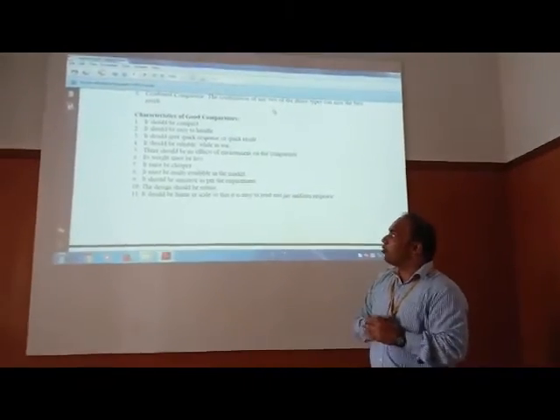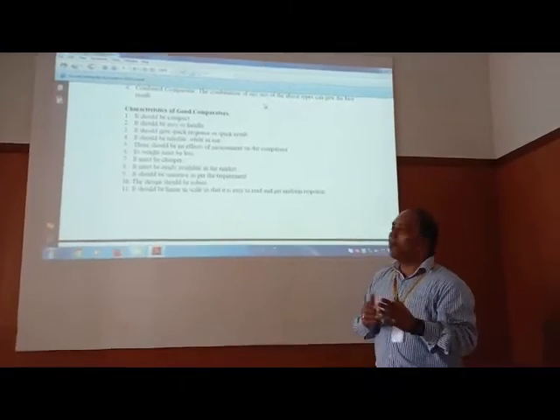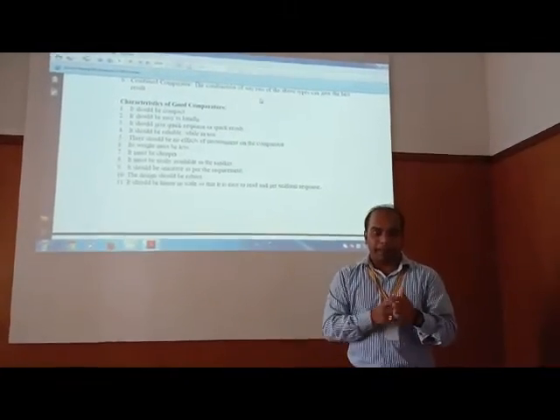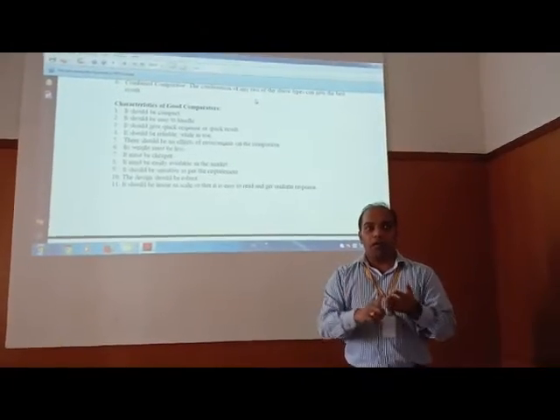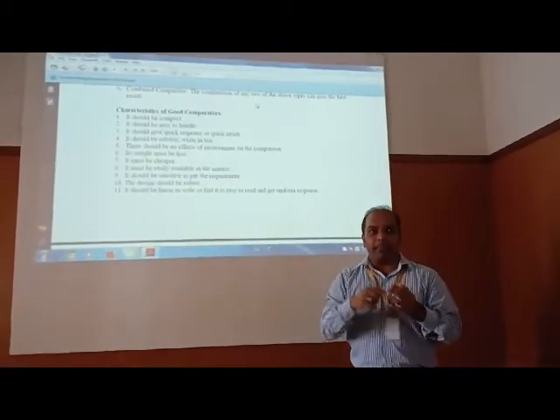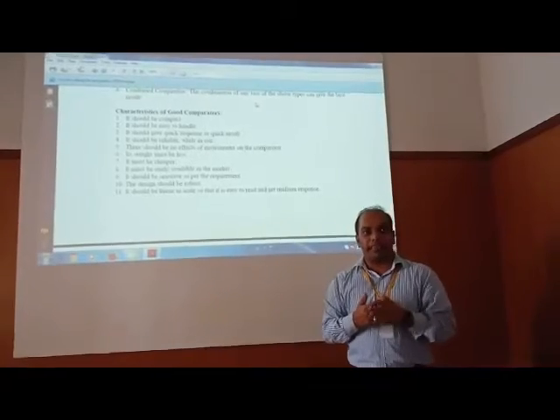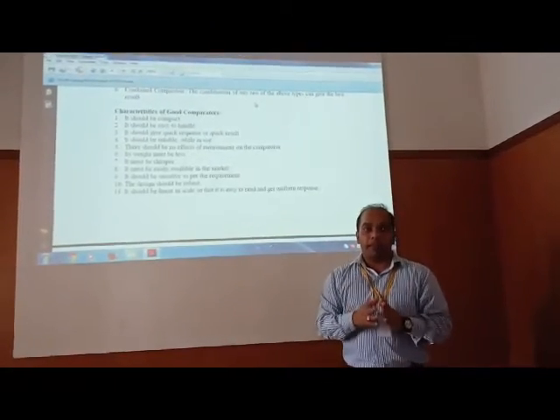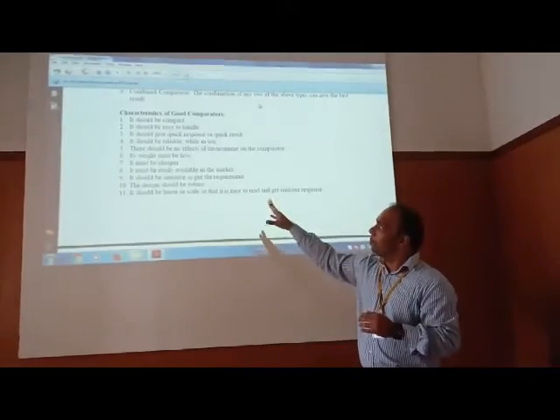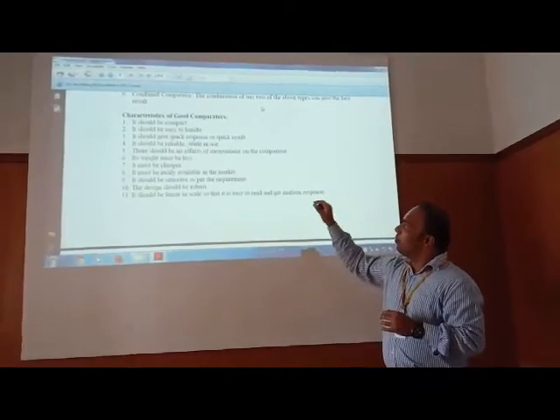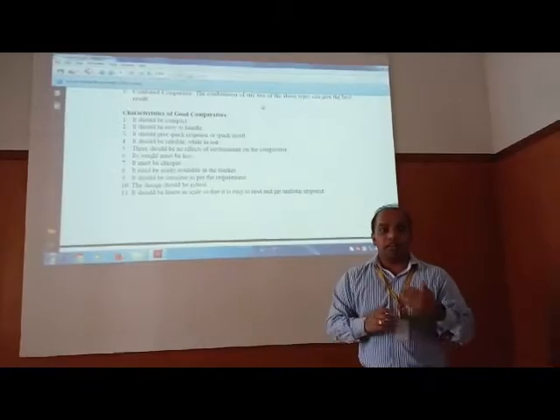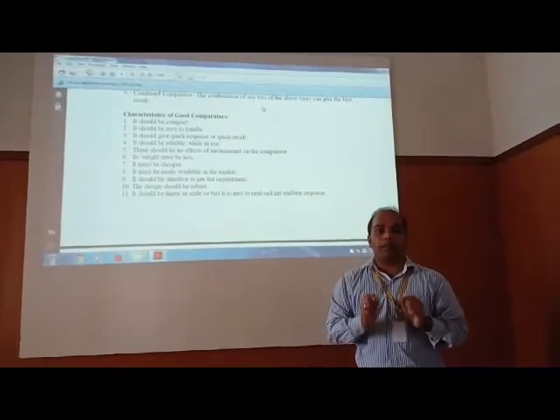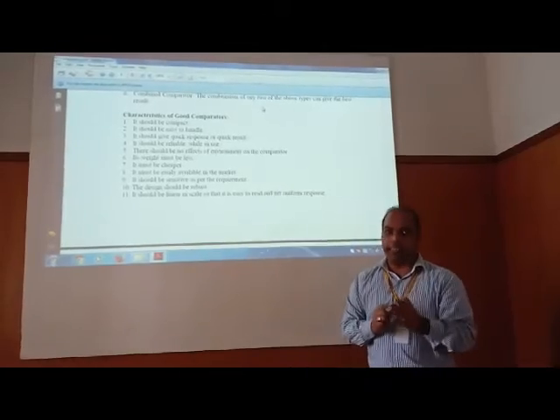Next, there should not be effects of environment on the comparator. For example, a number of factors like air pressure, humidity, cold, oiliness, dirtiness, dustiness, cleanliness, etc. may affect the comparator. Therefore, it is our responsibility to take care of that. Its weight must be less so that it is easy to handle, or you can say transportation of the comparator is easy.